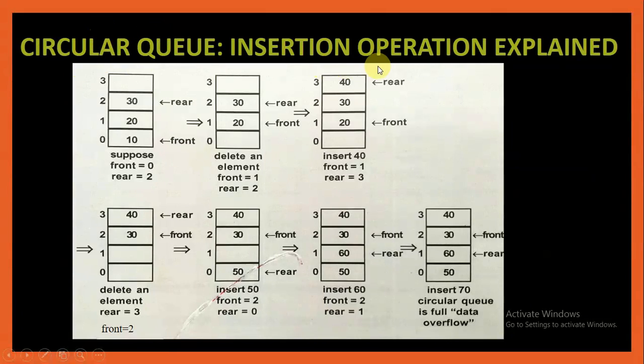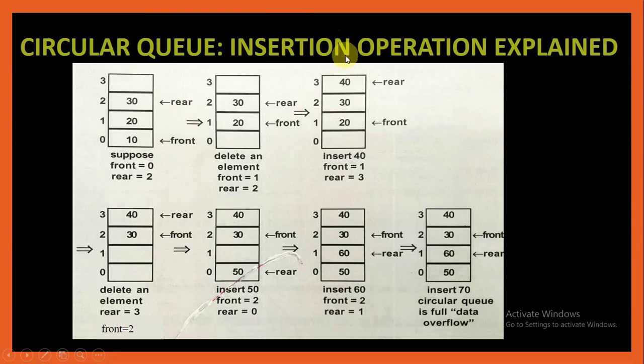Now let us understand it with the help of a diagram. Suppose this is a queue of size 4 in which 3 elements are already inserted. As you can see here, 10, 20 and 30 are inserted. My front is at 0 and rear is at 2. This is insertion, and this is deletion. If I delete an element from the queue, deletion will take place from the front end. So this element will be deleted and my front will become 1. You can see here front is pointing to 1 now, and rear remains unchanged and will point to 2 only.